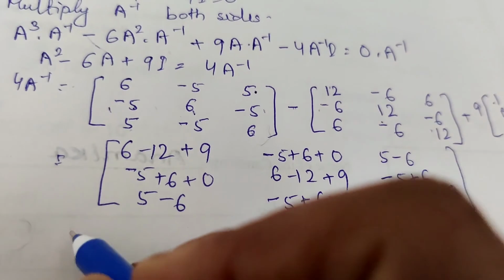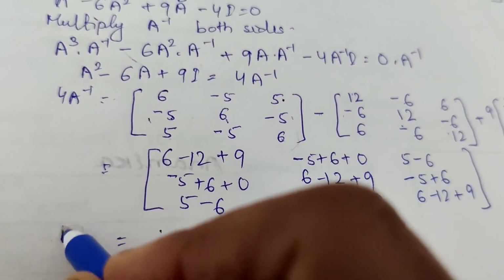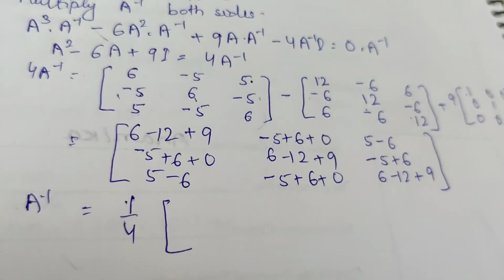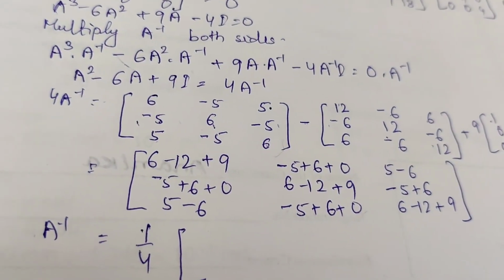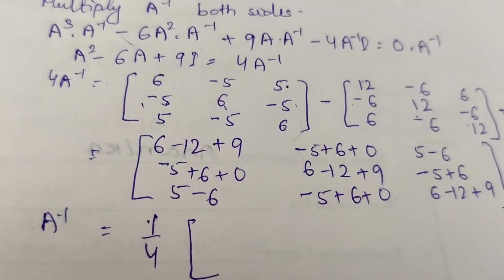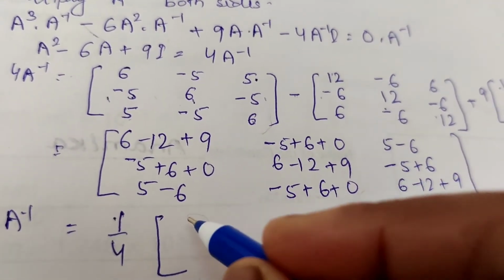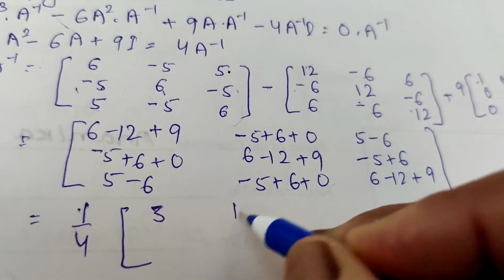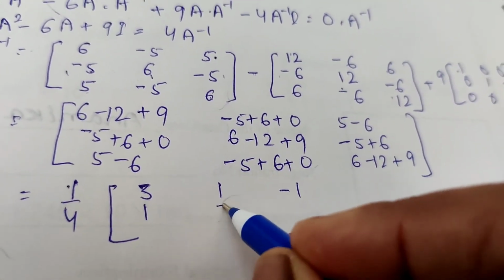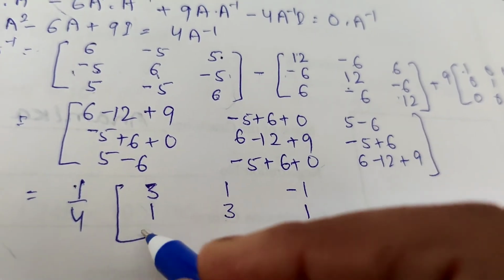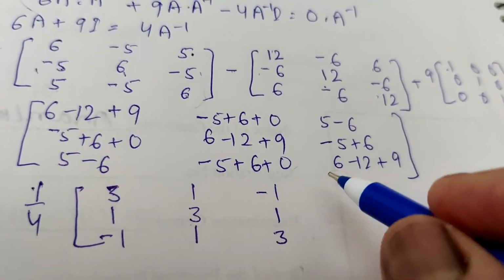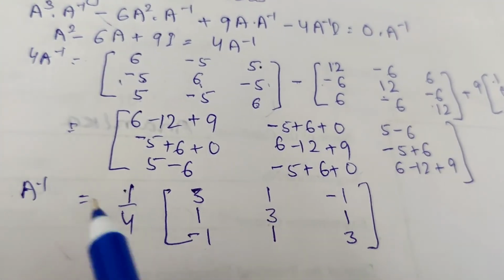Now solve. A inverse equal to 1 by 4, 15 minus 12 is 3. 3, 1, minus 1, 1, 3, 1, minus 1, 1 and 3. This is the A inverse.